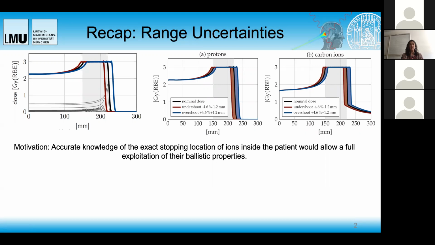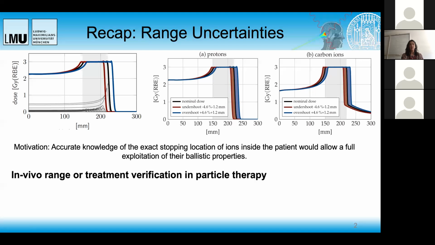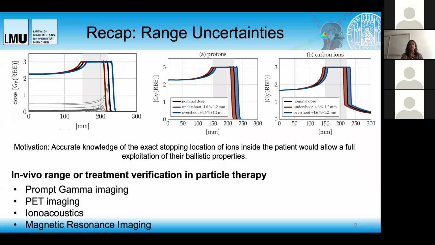So the motivation behind range verification methods alongside anatomy tracking is really that if we had accurate knowledge of the exact stopping location of ions inside our patient anatomy, this would allow us to fully exploit the ballistic properties. We could then fully exploit the Bragg peak itself. And therefore, we would like to have these in vivo range verification or treatment verification methods in charged particle therapy.